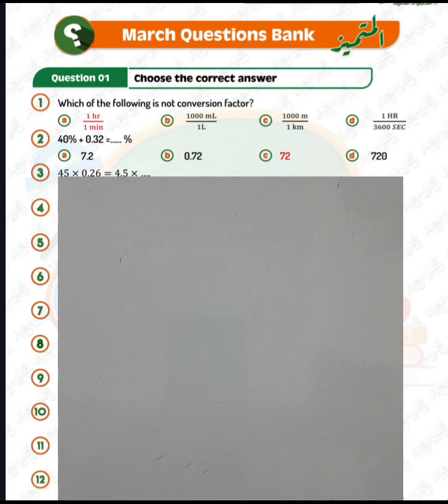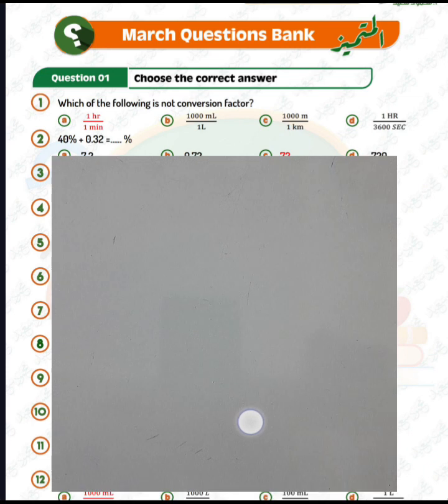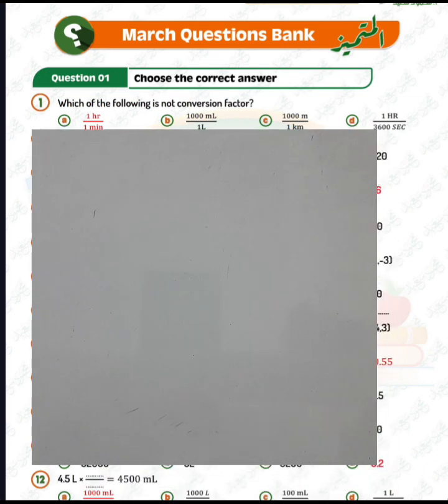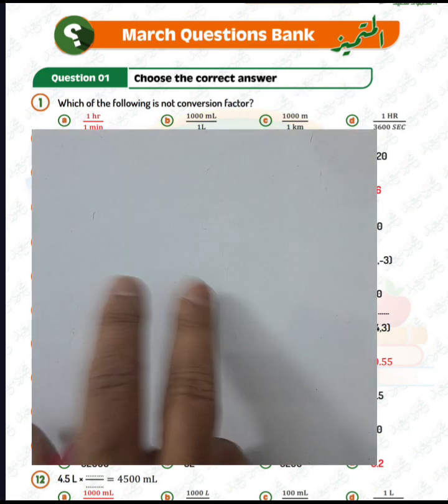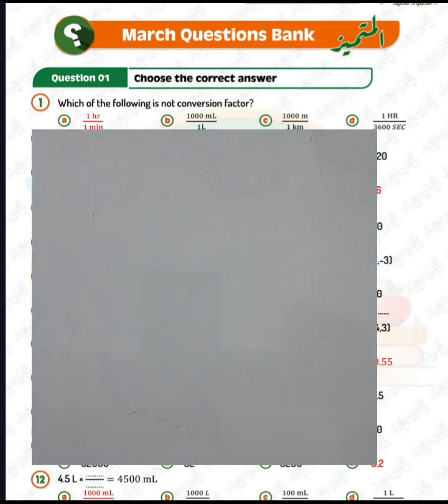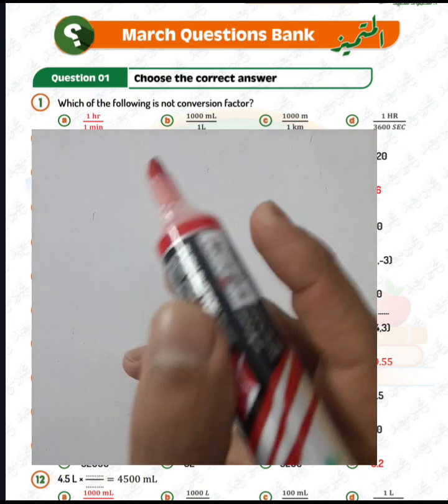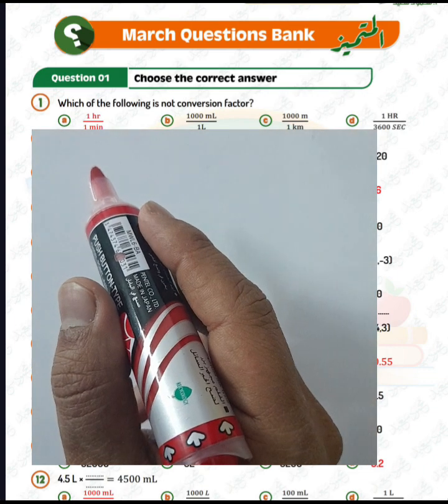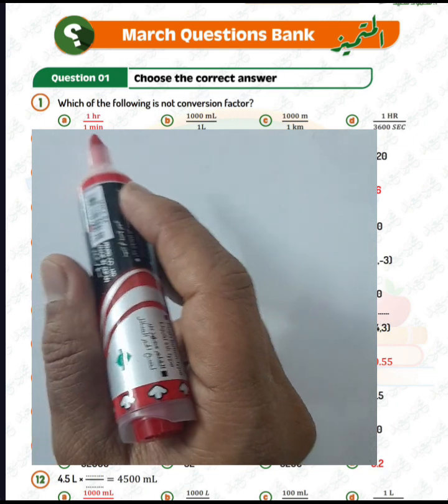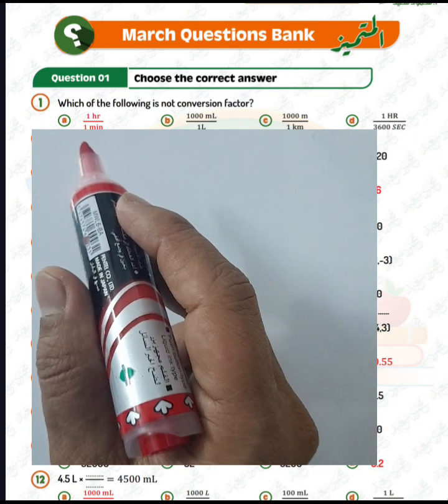Number 1: which of the following is not a conversion factor? A conversion factor means equality between two quantities, with the numerator and denominator equal in value but using different units. Then we have 1 hour over 1 minute, which is not a conversion factor, because 1 hour equals 60 minutes. Then we must choose letter E.